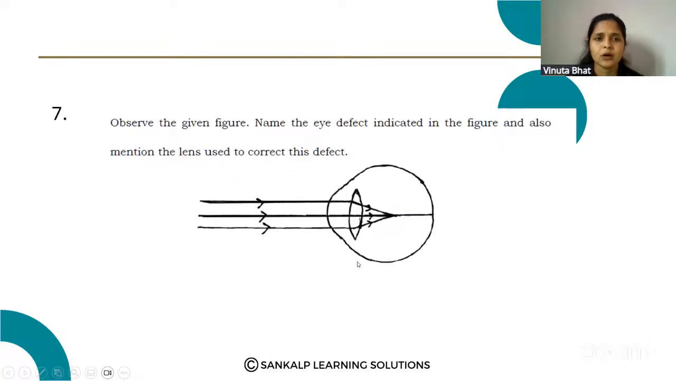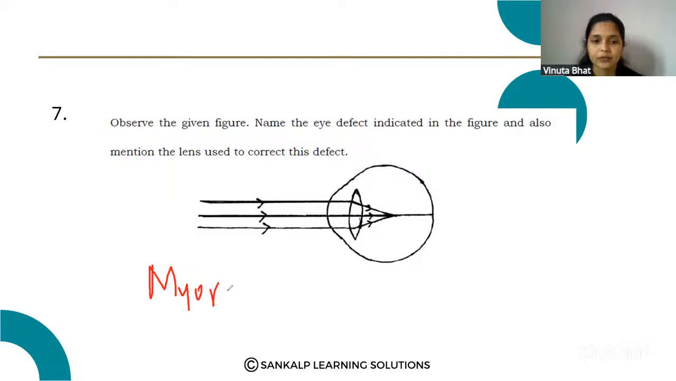Next question. Observe the given figure. Name the eye defect indicated in the figure and also mention the lens used to correct this defect. Please note down the question. Just observe the figure and say the eye defect. That is myopia, right?